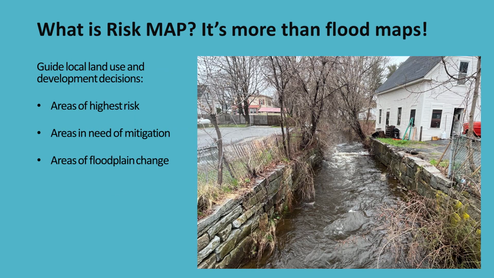However, this process makes much more than flood maps. The wide range of flood risk products and datasets that result from the Risk Map process can help guide land use and development decisions and help a community take mitigation action by highlighting areas of the highest risk, areas in need of mitigation, and areas of floodplain change.